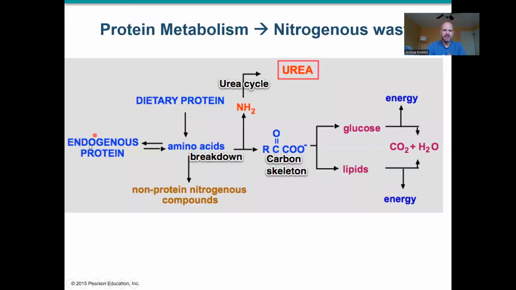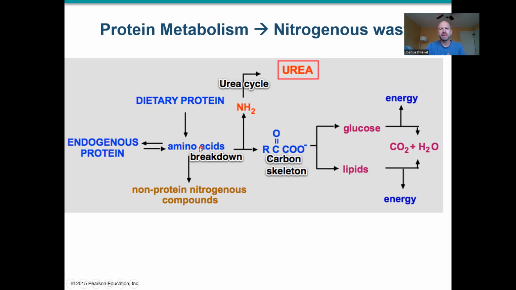Over here would be endogenous protein versus dietary protein. When we think about eating protein, like eating a steak or some tofu, this is dietary protein. So it's entering our body from our GI tract. But we also have endogenous protein, meaning we have muscle breakdown. We have other parts of our body that are continually breaking down muscle all the time. It's not just dietary, it's also internal proteins that are breaking down and finding their way into the blood supply.